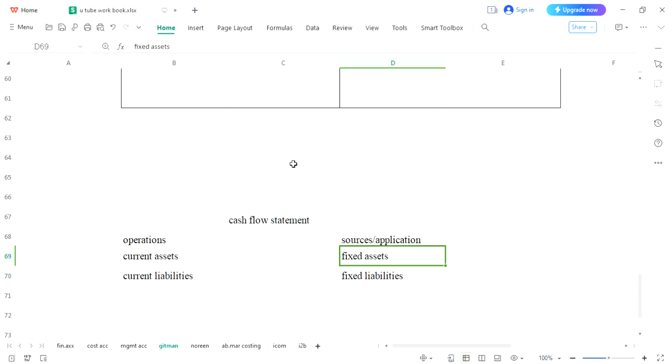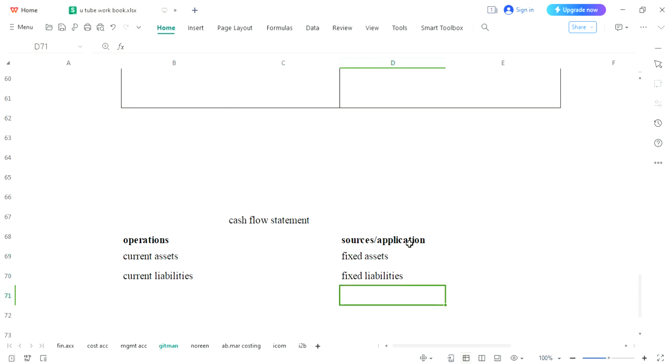And I have told you that if you sell your fixed asset, you will receive cash. If you purchase your fixed asset, you will pay cash. In a similar manner, when you issue your capital, you will receive cash. When you issue your debentures, you are receiving cash. When you are paying back your debentures, it means cash will also flow out. All right, these sources and applications are related with fixed assets and fixed liabilities. These operations are related with current assets and current liabilities.